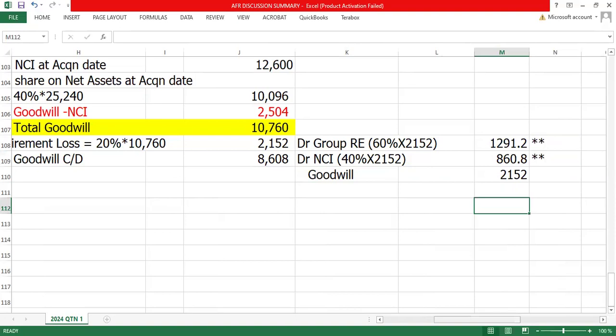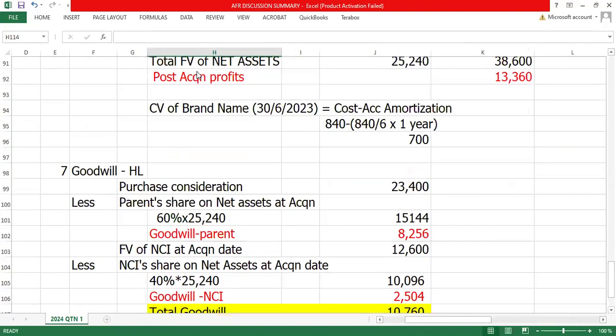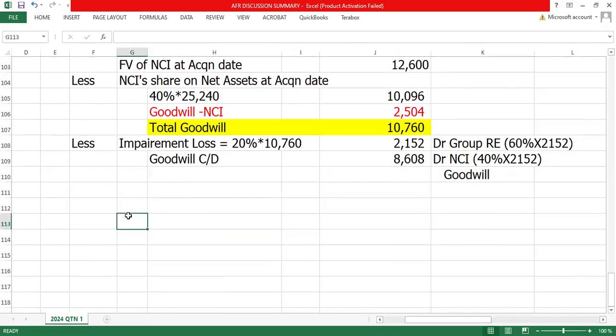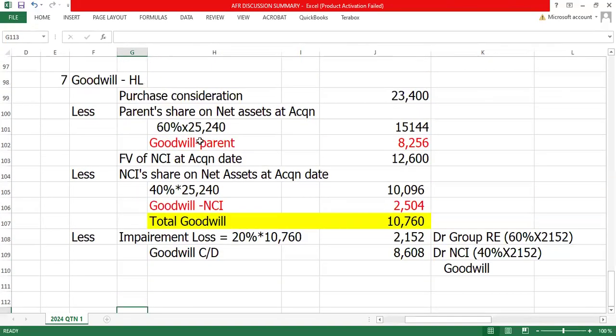These numbers, my prayer is that in an exam you can at least gather like 25. So we are done with this working.